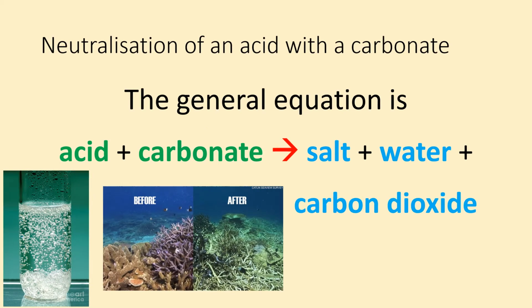Another reaction you need to know is an acid and a carbonate. So acid plus carbonate, arrow, salt plus water plus carbon dioxide. This is an example of that reaction, and here's another one. Because of climate change or environmental collapse, the seas are becoming more acidic, and this colour change is actually due to something called coral bleaching. And actually the acid in the water is reacting with the carbonate of the coral and killing those creatures.